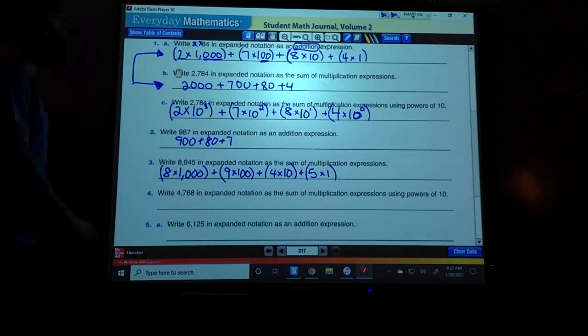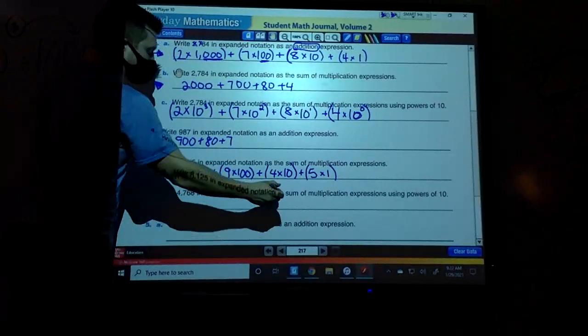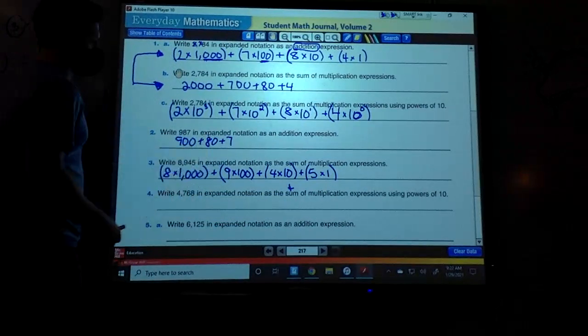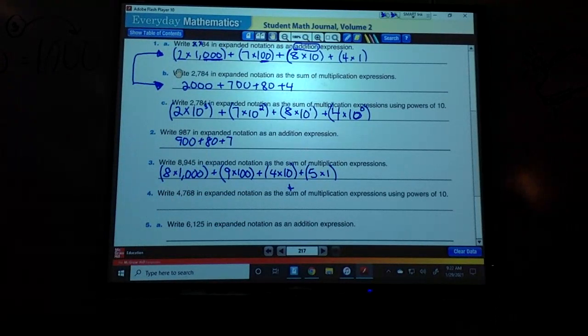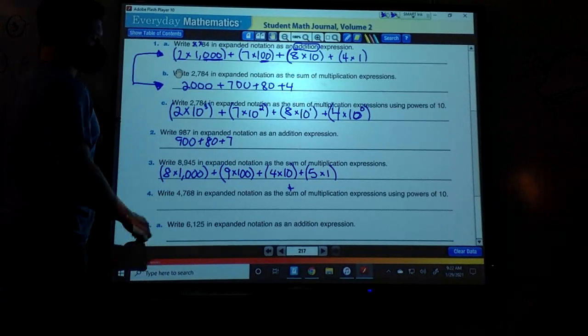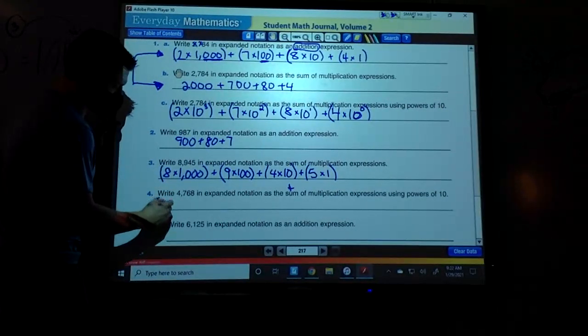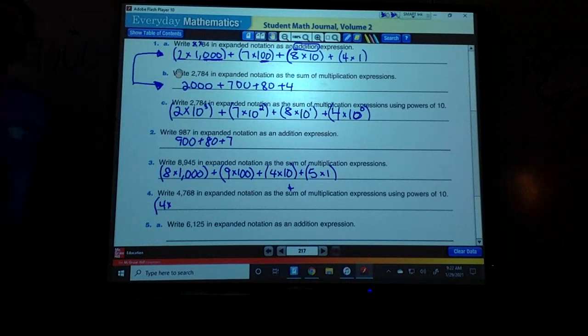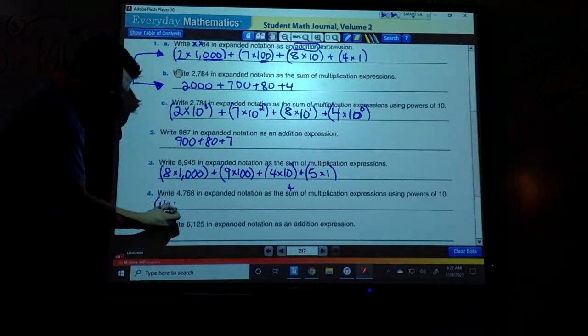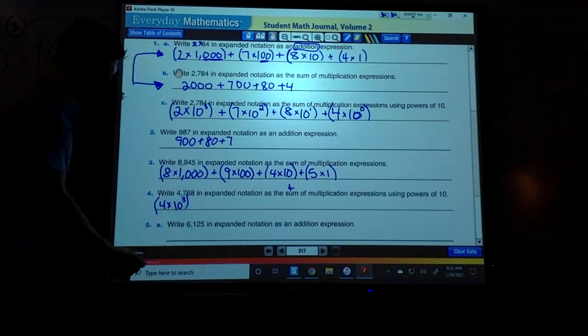Write 4,768 in expanded notation as the sum of multiplication expressions using powers of 10. Sum means add. That's what we always do in expanded notation anyway. Just do this one. So we know that this is 4,000, which is 4 times 1,000, which in powers of 10 is 4 times what power of 10? 10 to the 3rd, because 1,000 has 3 zeros.